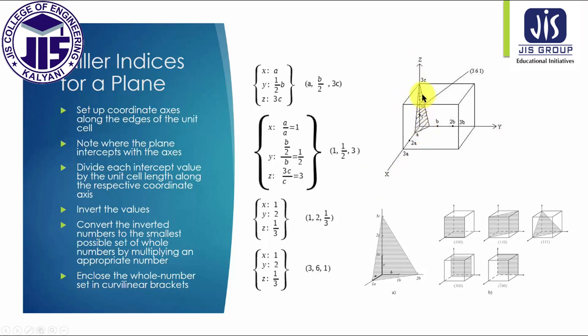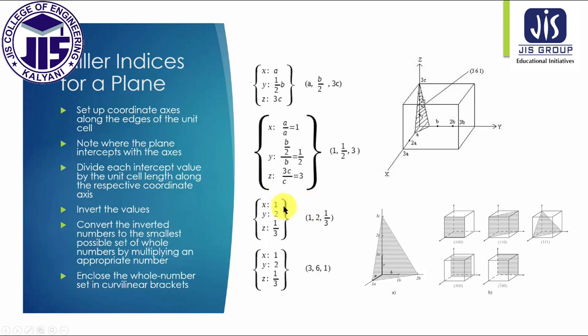Then let's look at the plane of interest and write down the values where it intercepts the axis. For this example, it is a for x-axis, 1/2 of b for y-axis, and 3c for z-axis. Then we divide these values by the unit cell length along the respective axis. So a divided by a is 1 for x-axis, 1/2 of b divided by b is 1/2 for y-axis, and 3c divided by c is 3 for z-axis.